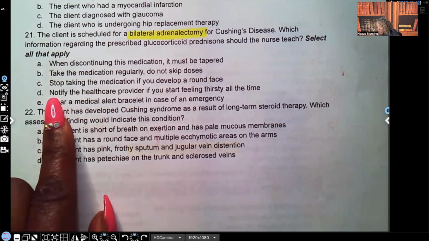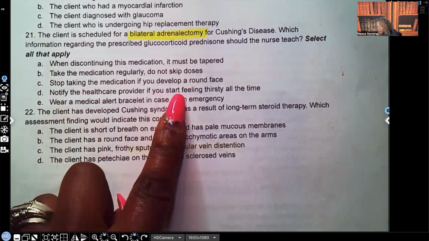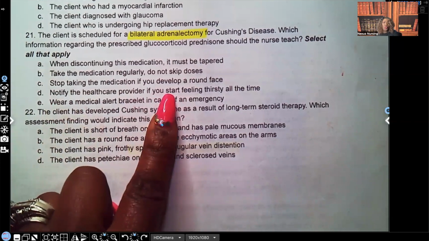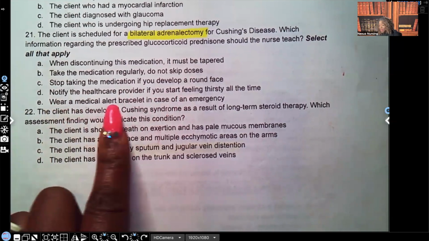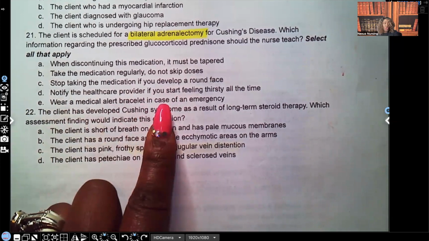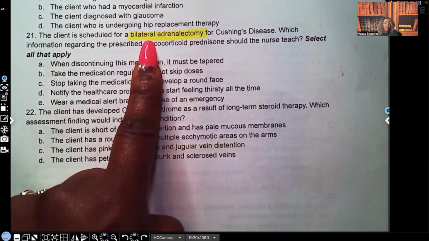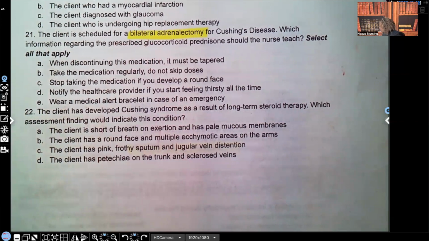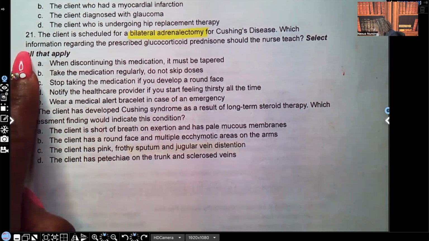Okay, so this one, notify the healthcare provider if you're feeling thirsty all the time. Absolutely true. And then E, wear medical alert bracelet in case of emergency. That's right. You pass out and you're on the ground and you can't communicate. We need to know that you had a bilateral adrenalectomy because most likely you need an exogenous source. What number was that? Number 21.